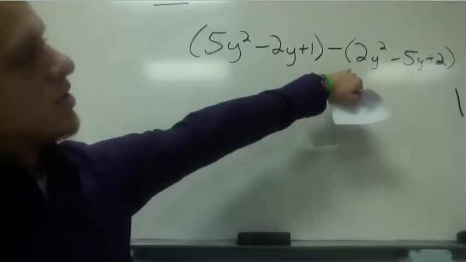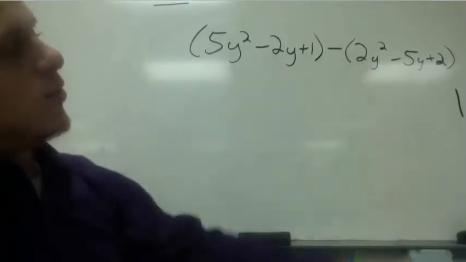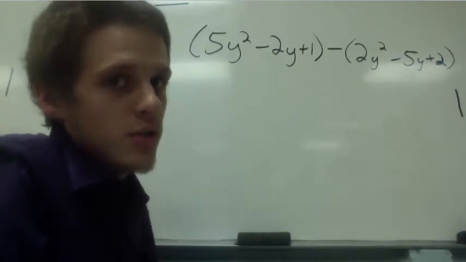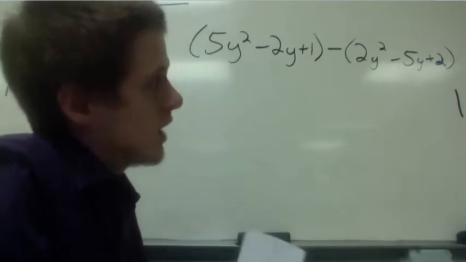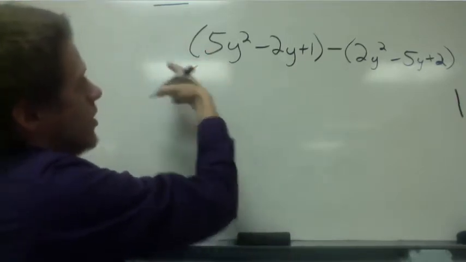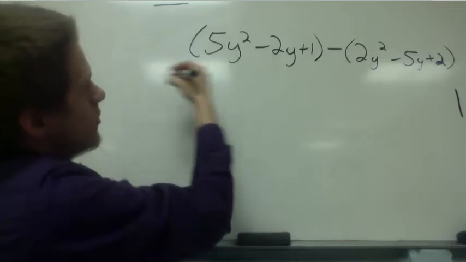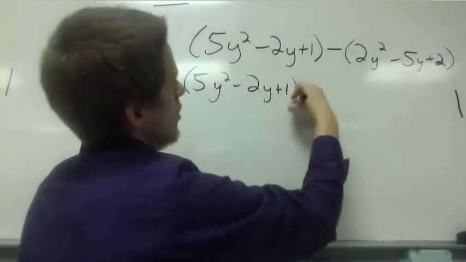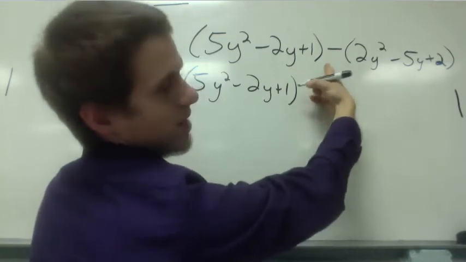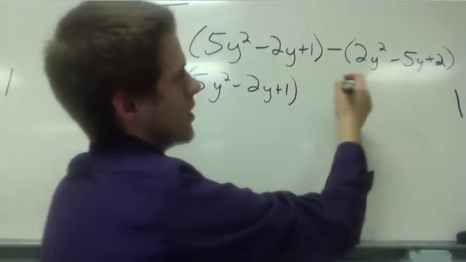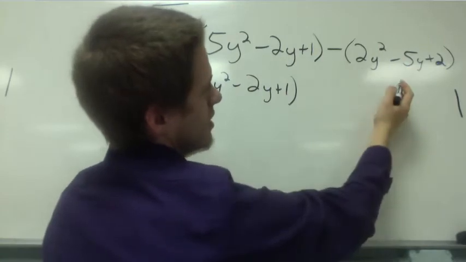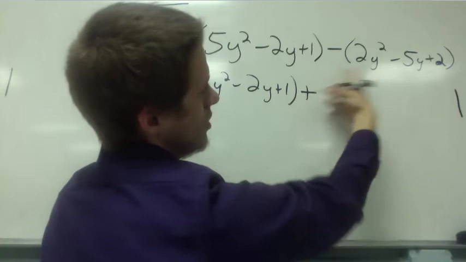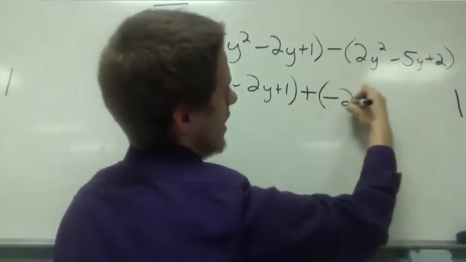So the second one is 2y squared minus 5y plus 2. My suggestion when you're doing subtraction problems, this is what I do when I'm doing them. There's nothing to distribute in the front, so I'll copy this one down. This one, since you're subtracting that entire parentheses, you're subtracting everything that's in here. So if you change that to a plus sign, you can change the sign of everything on the inside.